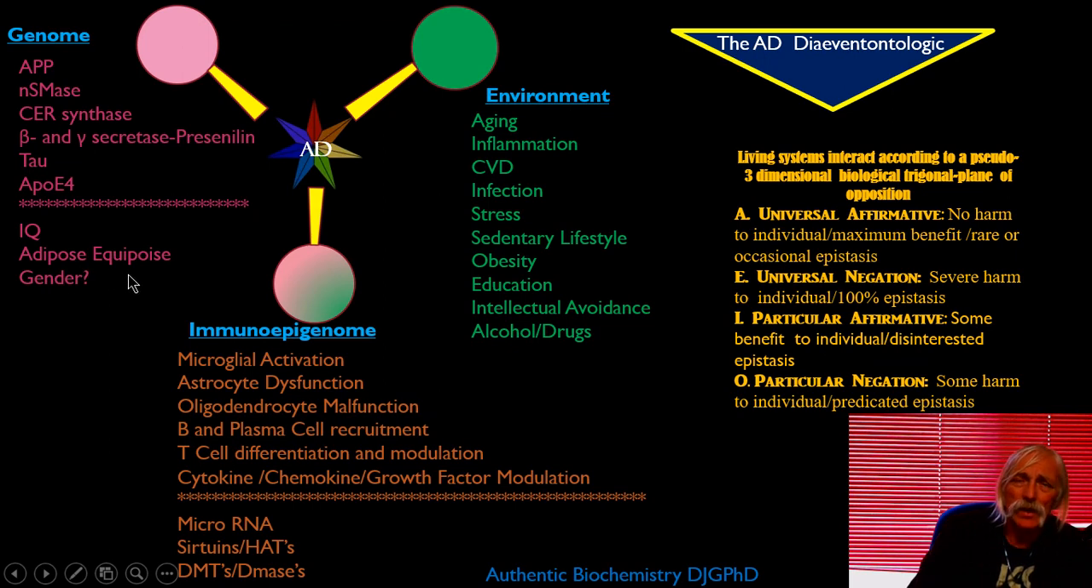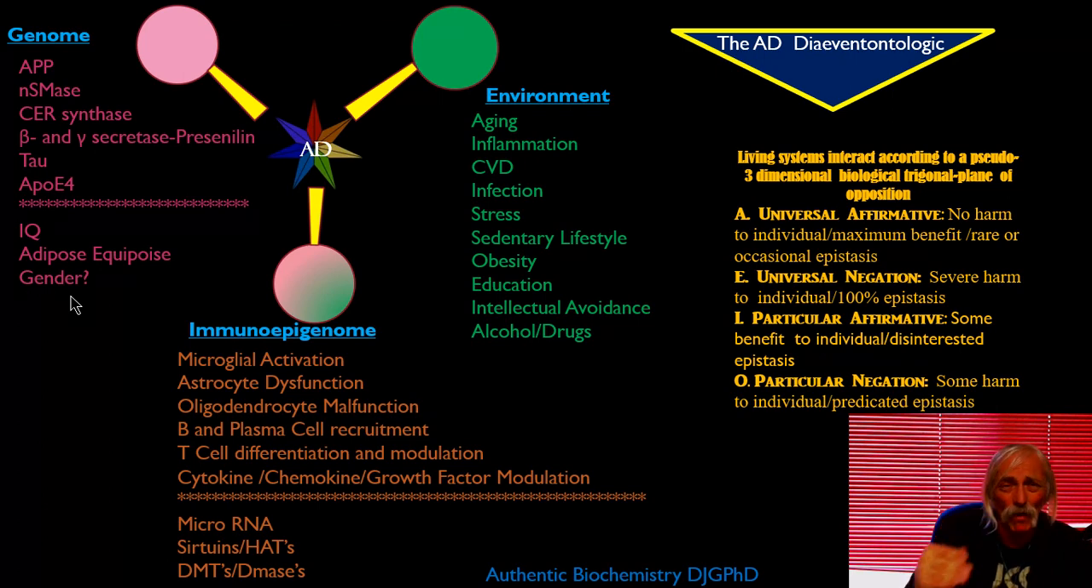Adipose equipose, so a person that has a lot of adipose tissue, particularly in the viscera, can be more prone to leading to a prodromal AD disease. And gender is a question mark. We don't know. Some of this early prodromal stuff with ceramide seems to be happening more often in women than men, but that really needs to be worked out. But there is a gender distinction in Alzheimer's disease. Men tend to get it a little bit more frequently, and they tend to get the full-blown disease earlier. So those are some genomic characterizations.